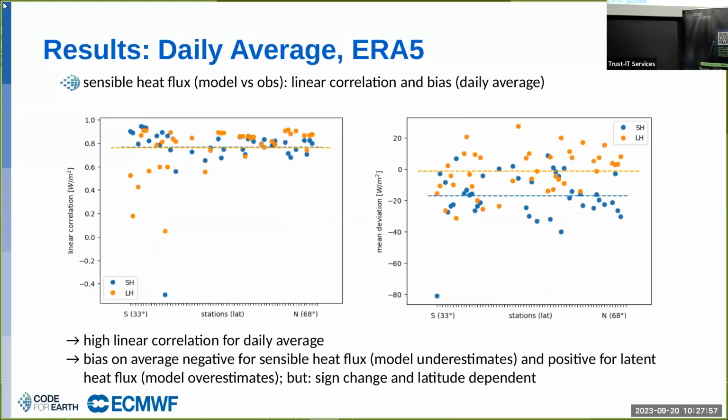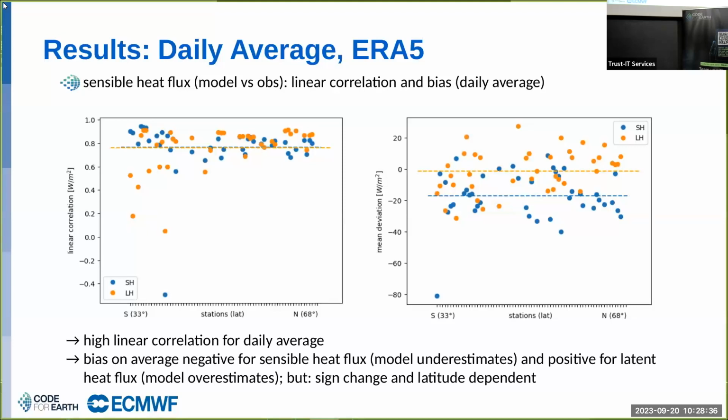So we saw that there's a strong diurnal variability. So we can also look at the daily average of the fluxes. Here you can see, again, the linear correlation and the bias for sensible heat flux. And now you can see on the x-axis the location of the station, so their latitude. For the daily average values, we have on average a very high linear correlation of about 0.8, even though during nighttime we just have a very low linear correlation.